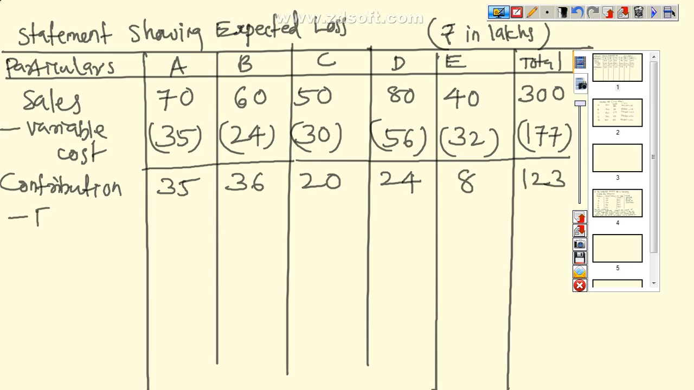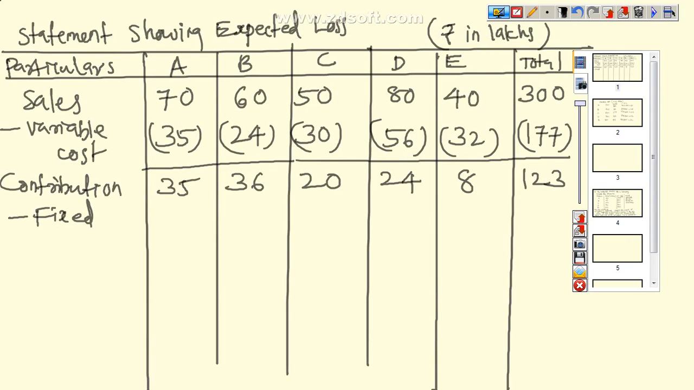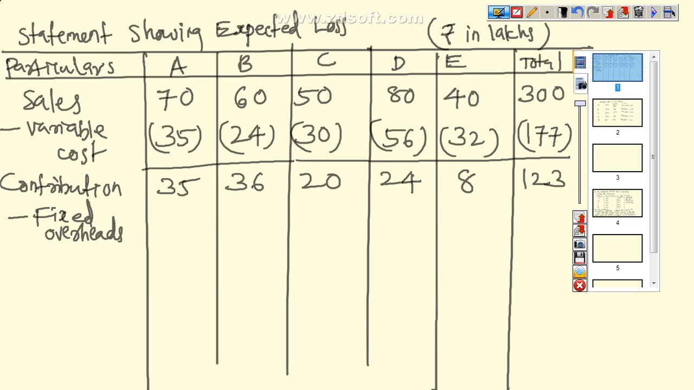Minus fixed cost. According to the question, fixed overhead is given, so we write it here: fixed overhead is equal to 125. Answer is negative, then it is loss. So we write it here, loss of 2 lakh.